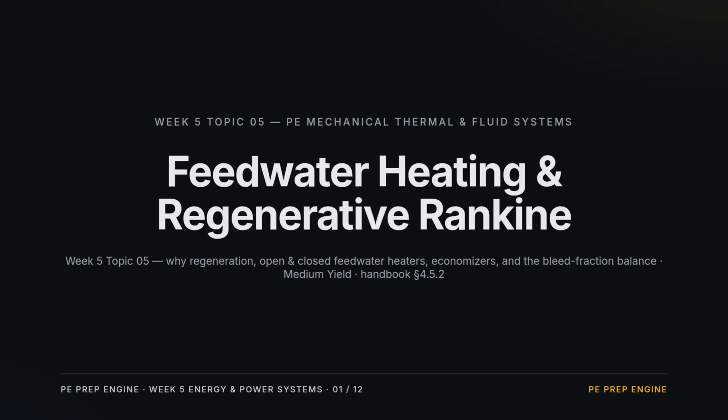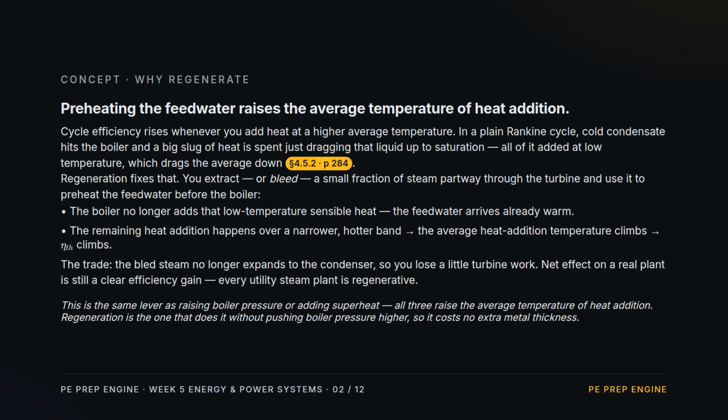Topic 5 of Week 5, Feedwater Heating and the Regenerative Rankine Cycle. We bleed a little steam out of the turbine to preheat the feedwater, giving up some work to buy a higher cycle efficiency. By the end, you'll write the open feedwater heater energy balance and solve for the bleed fraction from steam table enthalpies.